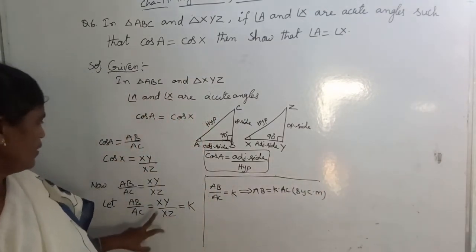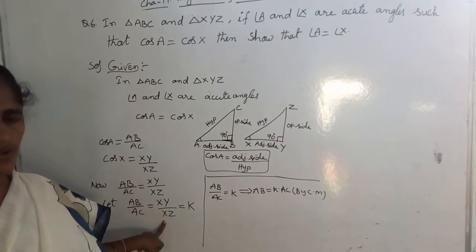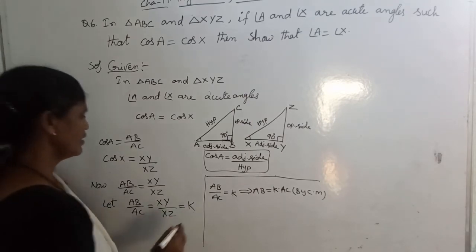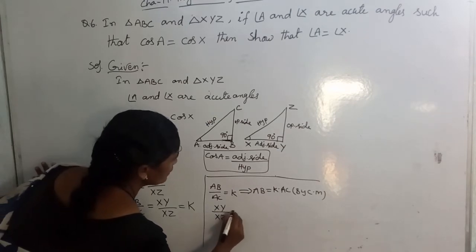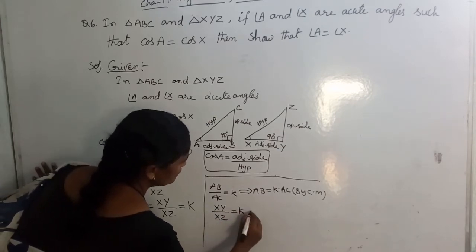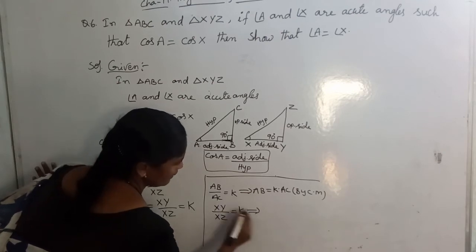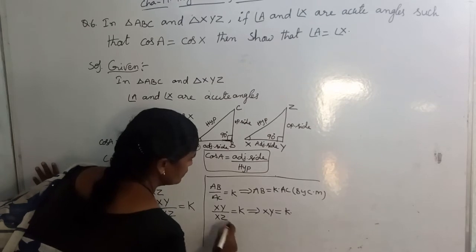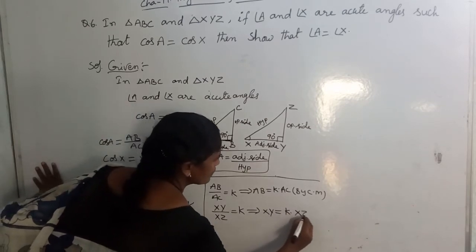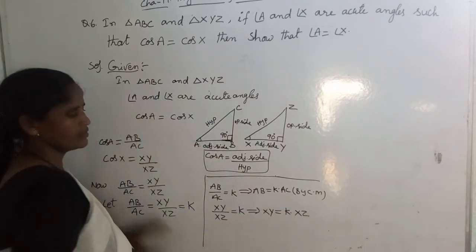Next, XY by XZ is equal to K. By cross multiplication, XY is equal to K into XZ, XZ transferred to that side.